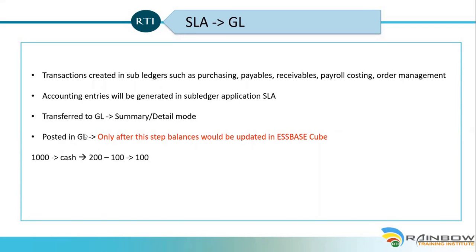So what do you have on a journal? On a journal, you have lines, and for each line, you have an account combination, right? We have seen that in the journal FBDI load. For each line, you have a code combination, and against that, you have a debit balance and a credit balance. When you post a journal in GL, the balances will be updated in the Essbase Cube against that particular code combination or account.